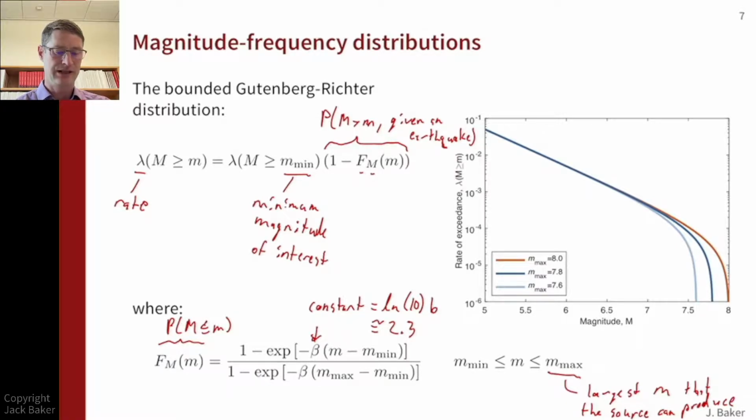Regardless of how we set up the equation, on the left-hand side, we still need this result. We need the rate of magnitudes larger than some value. But on the right-hand side here, we could specify something different for a different type of distribution. Okay, so that's what these magnitude frequency distributions look like.